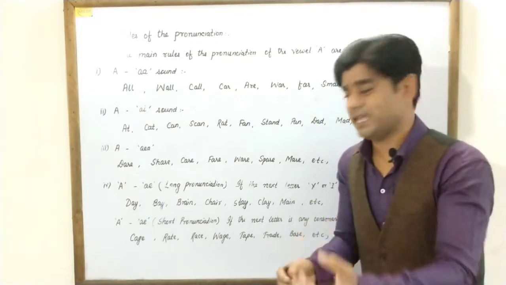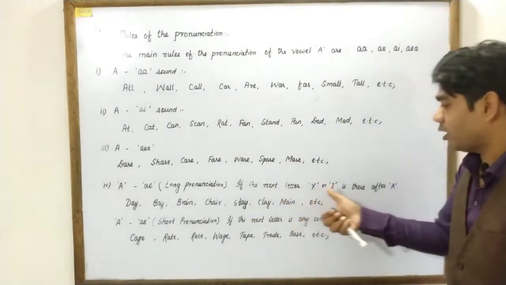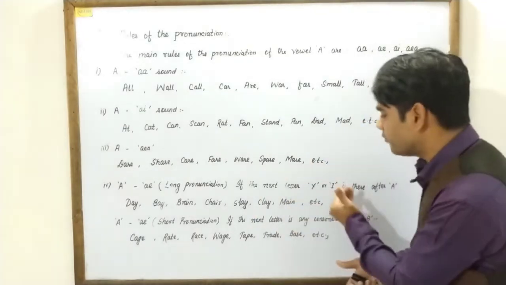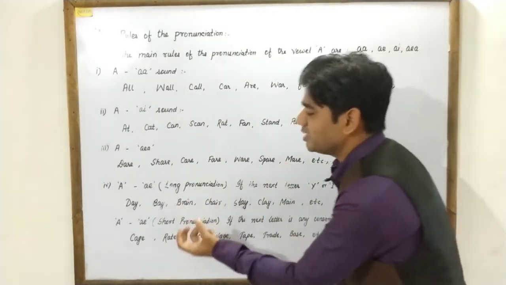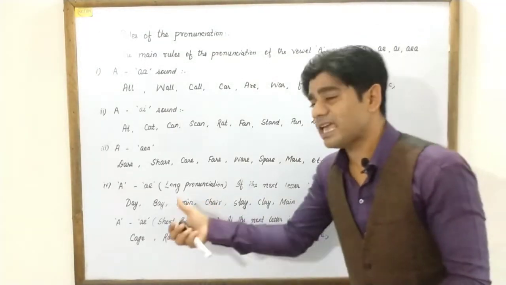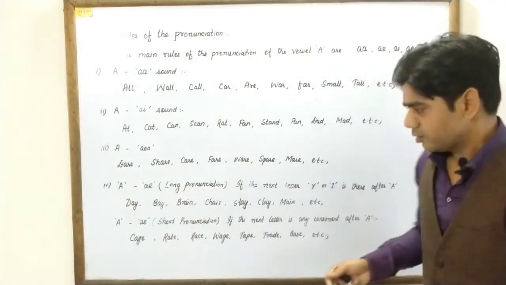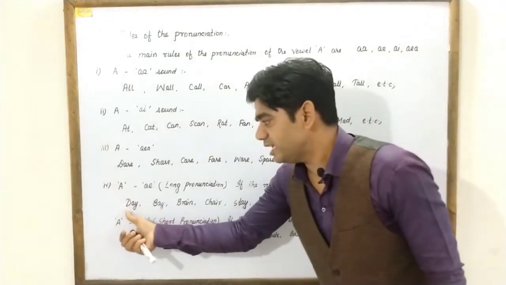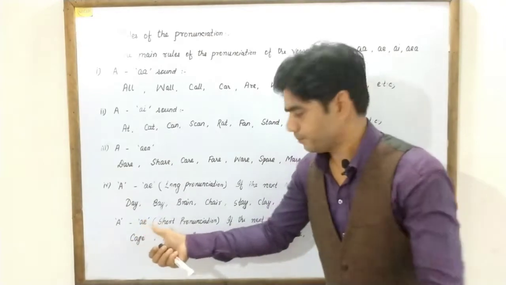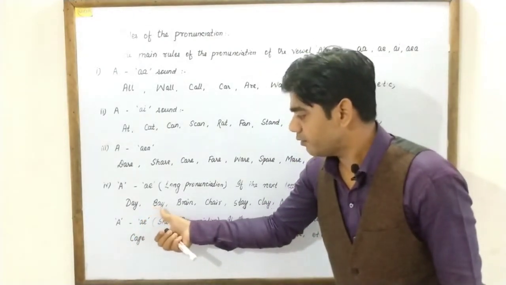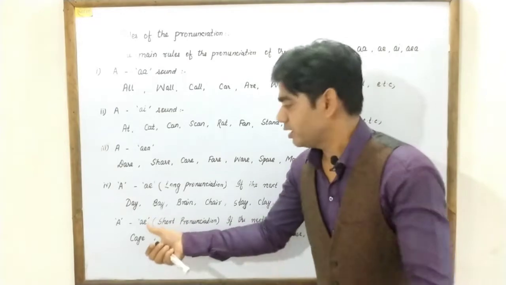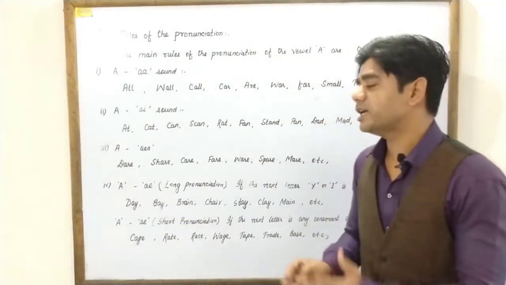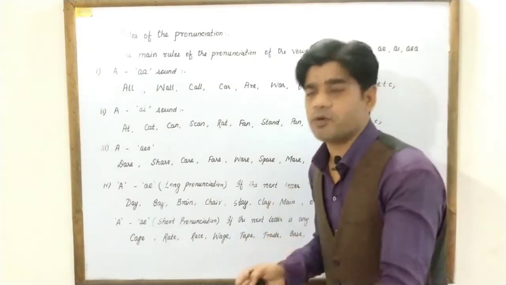So when the next letter after A is either Y or I, then the pronunciation of the letter A sound is A in a long pronunciation. So here we have some examples. Please go through this one. T-A-Y, tay. B-A-Y, bay. So we are not reading it day. We are reading it tay.